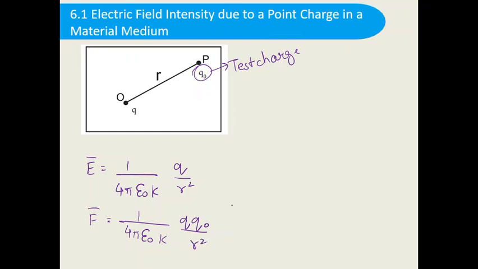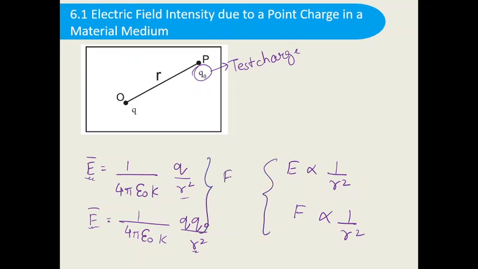Now, if you consider the relation between electric field and distance, and between force and distance, we can say E is inversely proportional to r square, and F is inversely proportional to r square. That means both follow the inverse square law. So what is the inverse square law? Inverse square law means something is inversely proportional to r square.